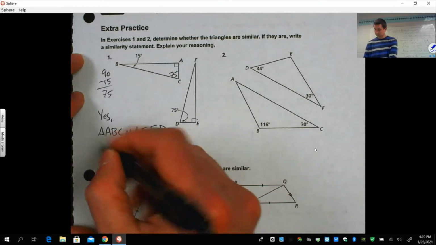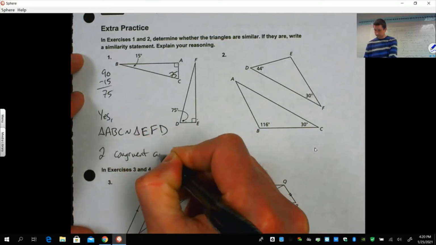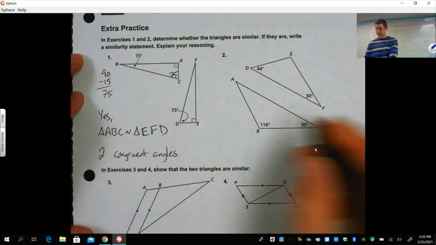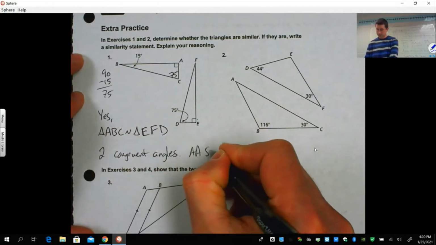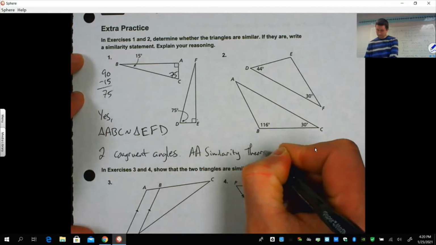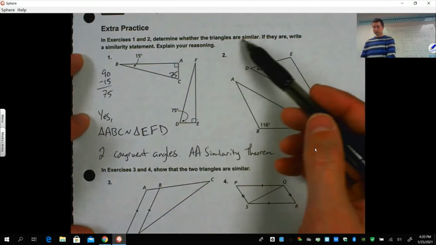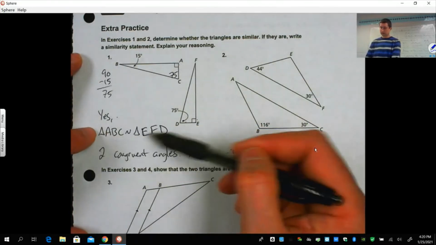Explain your reasoning. And we'll just say we have two congruent angles. You could say the angle-angle similarity theorem. That's probably what the assignment's going to have for you. Okay. So three things. Determine whether they're similar. Yes, they are. We wrote a similarity statement. We gave a reason.